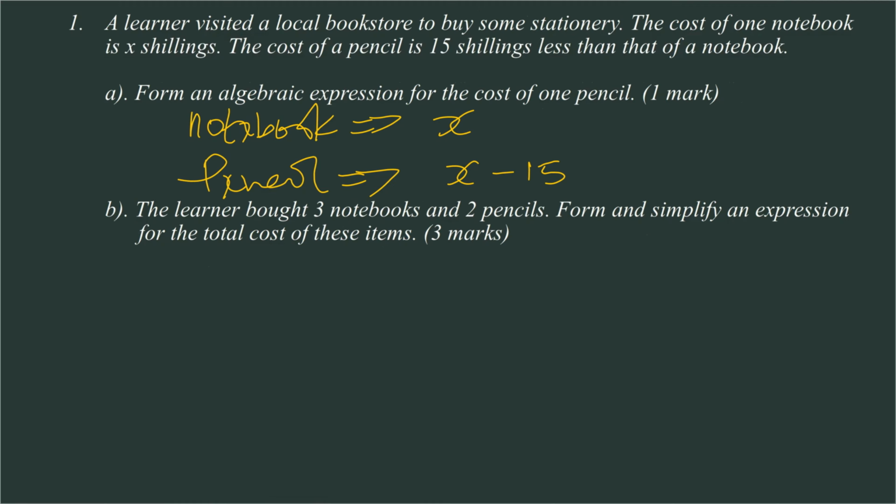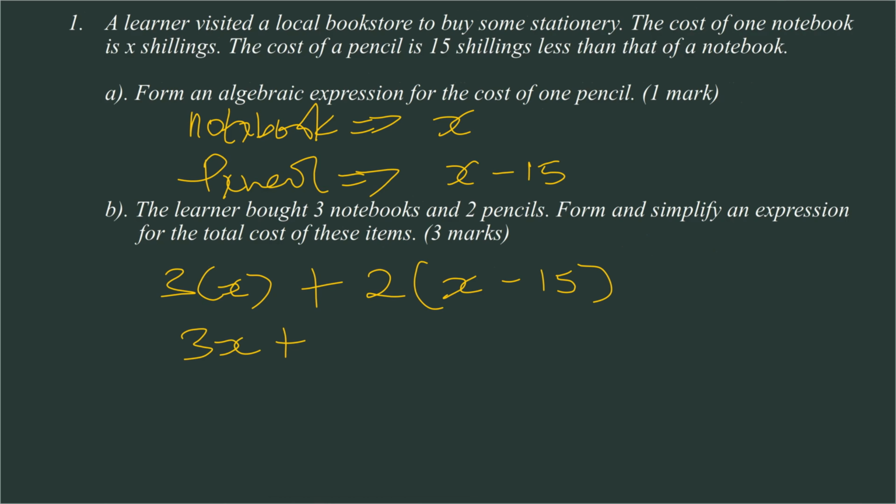The learner bought 3 notebooks and 2 pencils. Form and simplify an expression for the total cost of these items. 3 notebooks will be 3 times x, and then you will add because you want the total, and then 2 pencils will be 2 times x minus 15. That's the expression. Now we are going to simplify it. That's 3x plus, open the brackets, 2x minus 30. Now the x terms are like terms, so 2x plus 3x will be 5x, then minus 30.